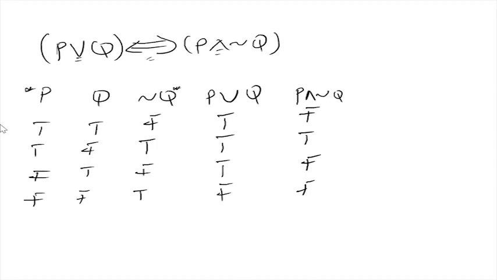So we have P or Q by implication P cap negation Q. In this case, by implication means equivalence. So the only time your result will be true is when they are equivalent. Otherwise, it will be false.